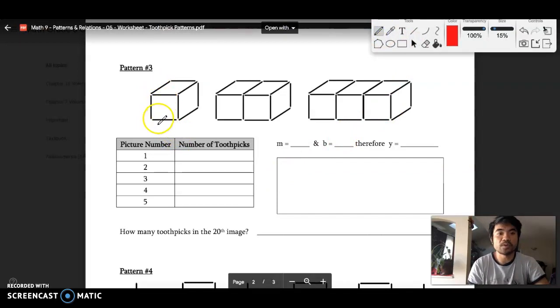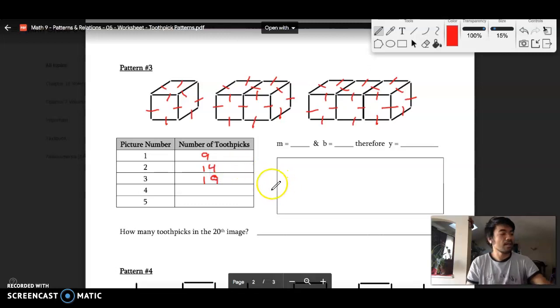Pattern 3. So the first picture, 1, 2, 3, 4, 5, 6, 7, 8, 9. Okay, next one. 1, 2, 3, 4, 5, 6, 7, 8, 9, 10, 11, 12, 13, 14. The next one, 1, 2, 3 and so on up to 19. Alright, hopefully I counted everything correct. So let's do this one. Let's just go through again.